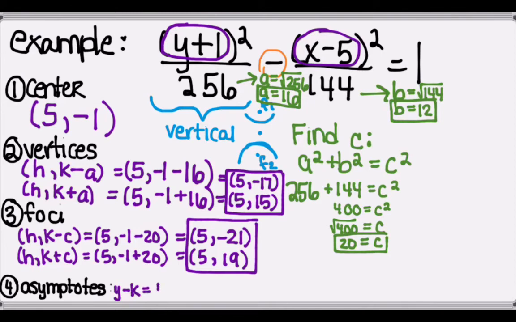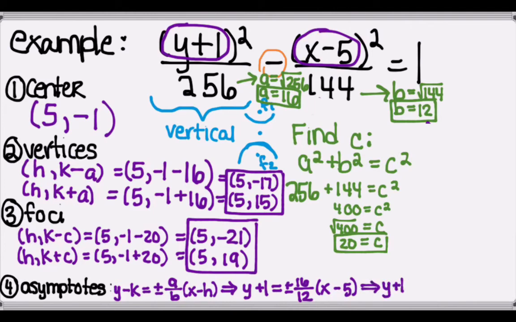And finally, let's use the equation for the asymptotes, which is y minus k is equal to plus minus a over b times x minus h. So remember, a is 16 and b is 12. And then if we plug in our two values for the center, we get y plus 1 is equal to plus minus 16 over 12 times x minus 5. And the only thing I'm going to do to simplify the asymptotes is to just simplify our slope. So if we do that, we get y plus 1 is equal to plus minus 4 over 3 times x minus 5.